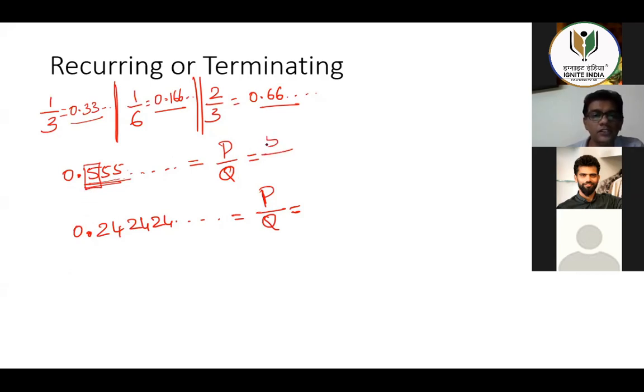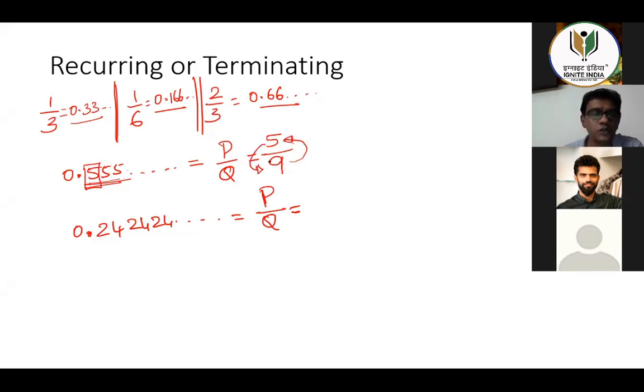write that digit in your numerator. I repeat, after the decimal point, look at what are the digits repeating. Write that digit in the numerator. And in the denominator, write 9. This 9 is based on the number of digits in the numerator. If your numerator has one digit, in the denominator you will have 9.